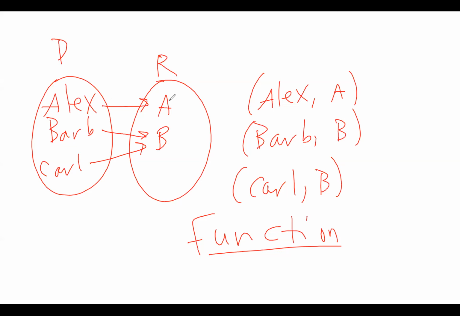Alex gets 1 grade. Alex gets an A. Barb gets 1 grade. Barb gets a B. Carl gets 1 grade. Carl gets a B. It works. This is a function. Okay, so that's kind of similar to our example that we just saw.